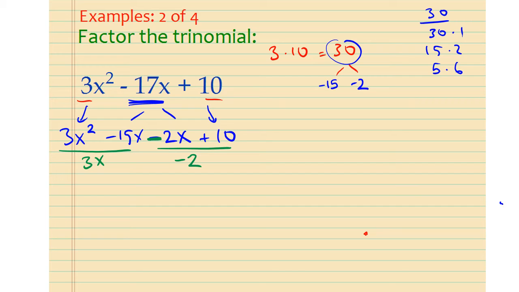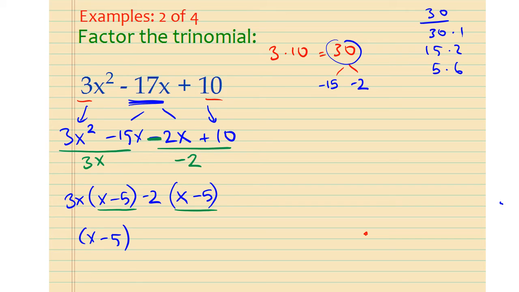Now, let's factor out the greatest common factor. Here's my 3x, x minus 5, my negative 2 factored out. Negative 2 divided by negative 2 is positive x. 10 divided by negative 2 is minus 5. Now, we are going to factor out the common binomial, which is x minus 5. We will have 3x coming from the first one and negative 2 coming from the second one, and we have found our solution.